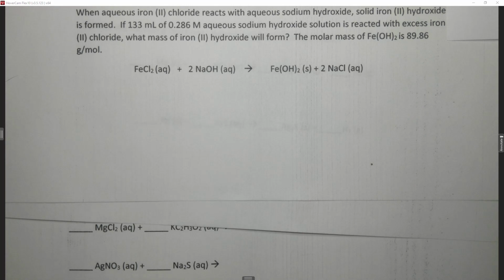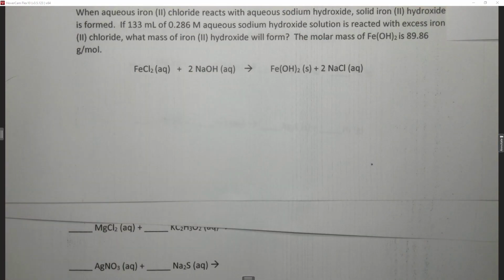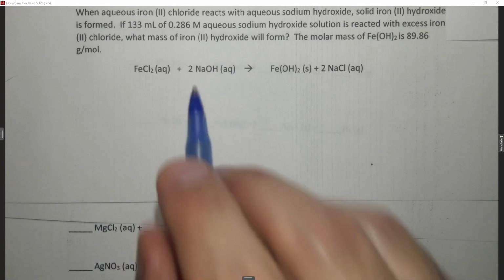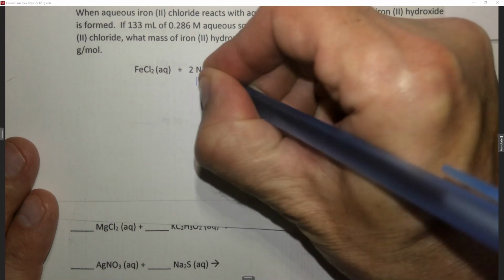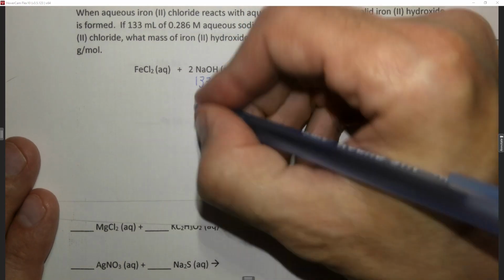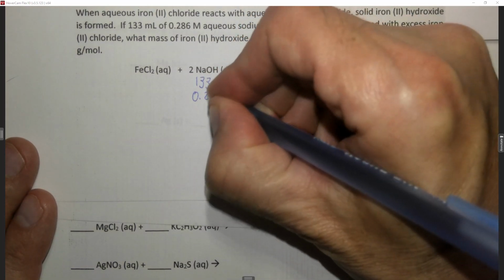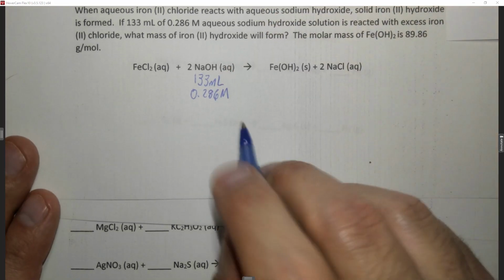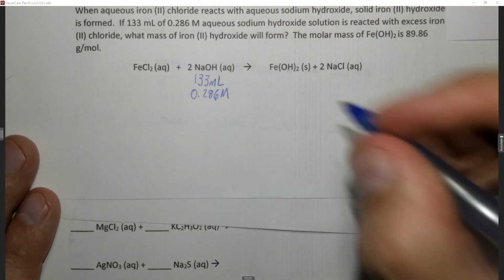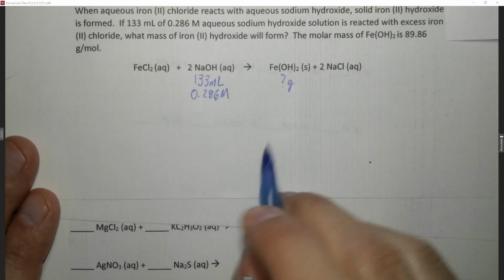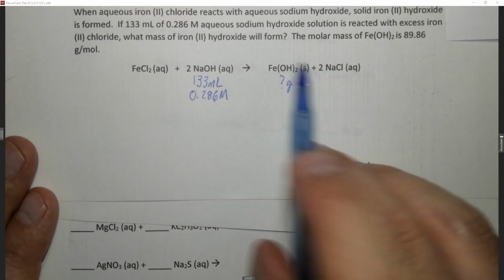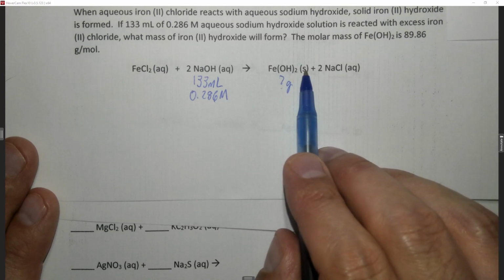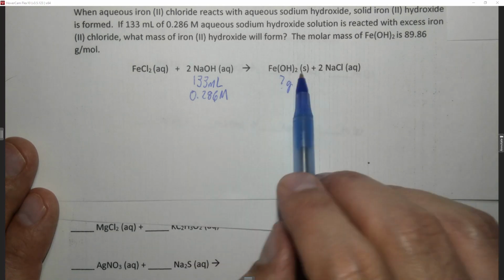So this is kind of a combination of the previous several questions. Essentially, we are starting with 133 milliliters of this solution, and we know that it's 0.286 molar solution. And what we're asked for is how many grams of this iron 2 hydroxide solid we can form. So this is what we're looking for.